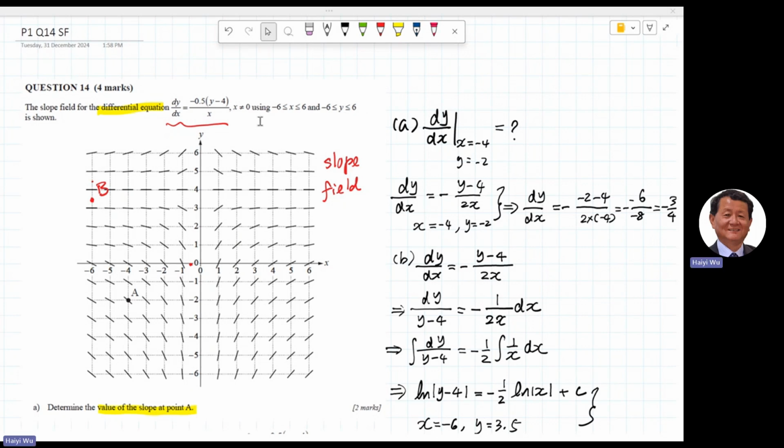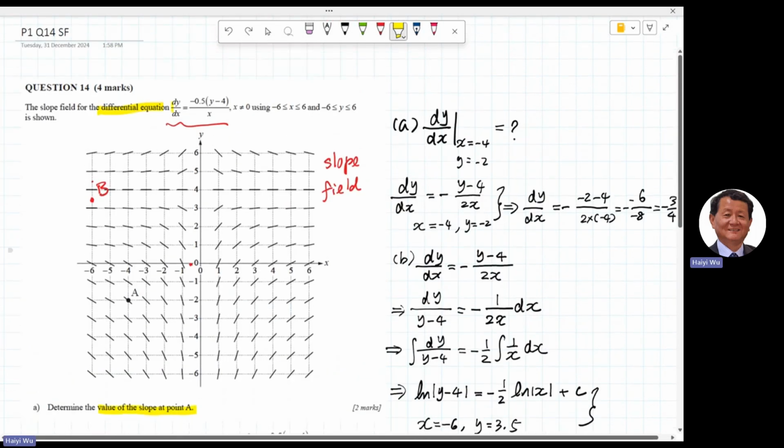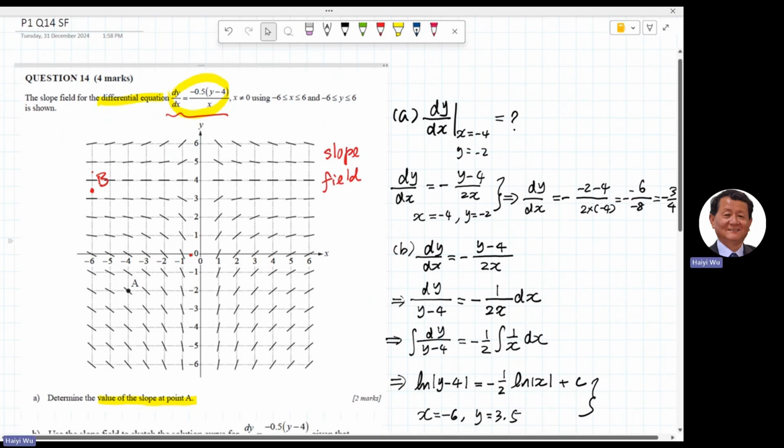All right, let's have a look at this differential equation question. So we've got the equation given. All right, this is the equation we are working with now.